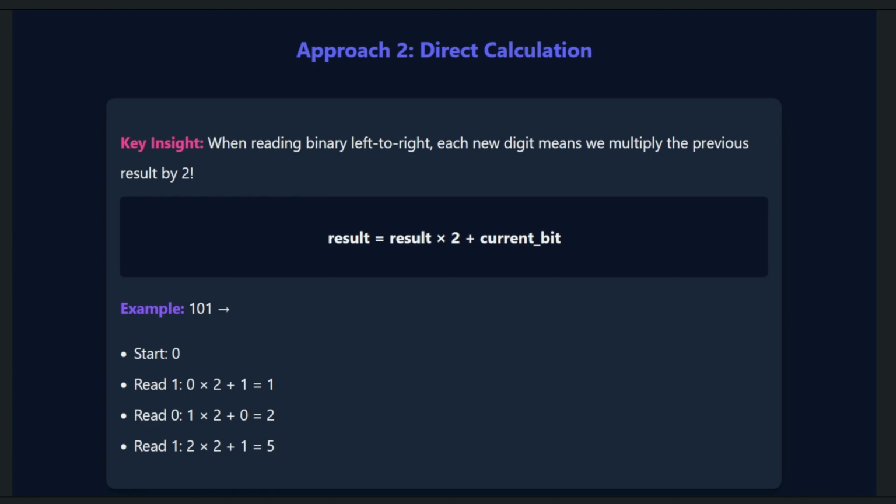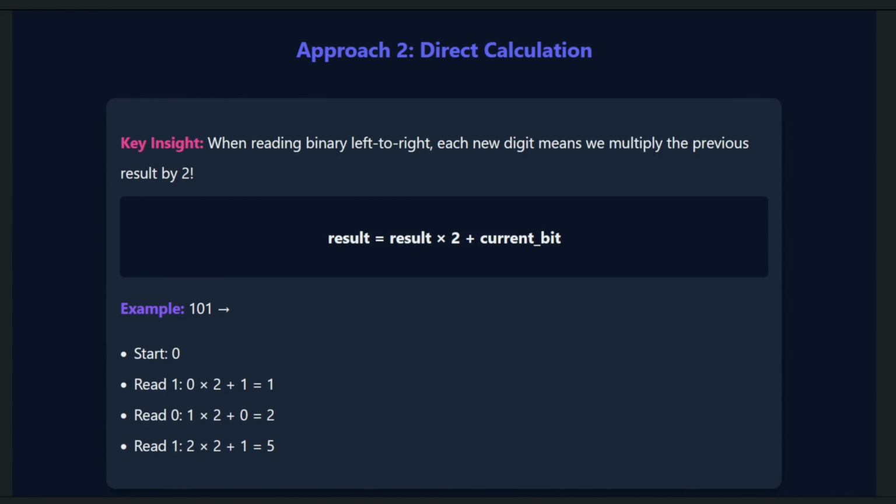The original 10, which is 2 in decimal, becomes 100, which is 4 in decimal. That's multiplication by 2. So our formula becomes result equals result times 2 plus the current bit. This approach calculates the decimal value on the fly without storing the entire binary string.